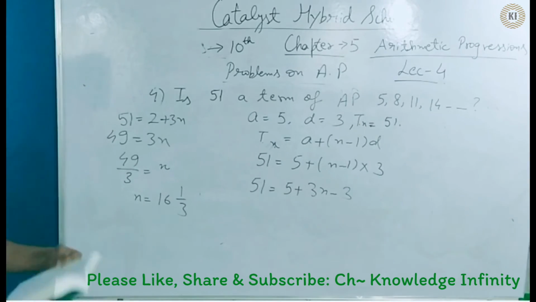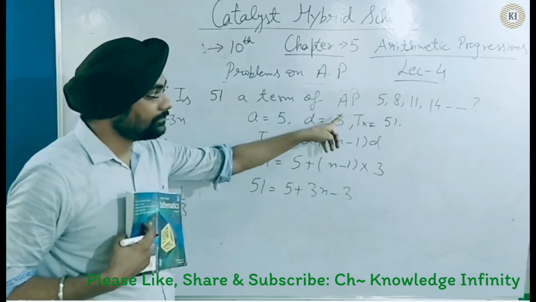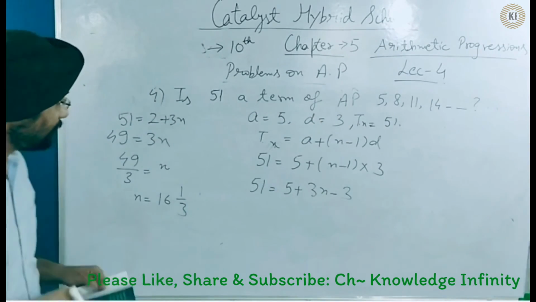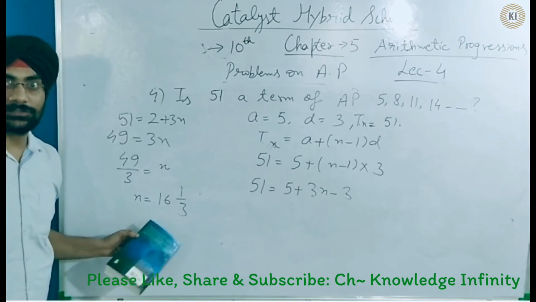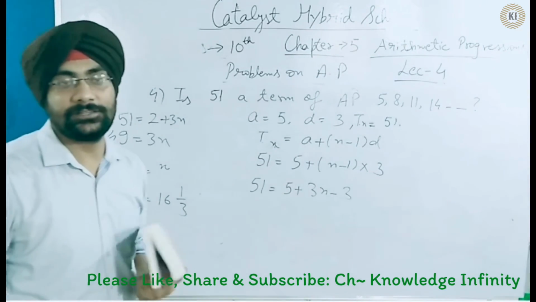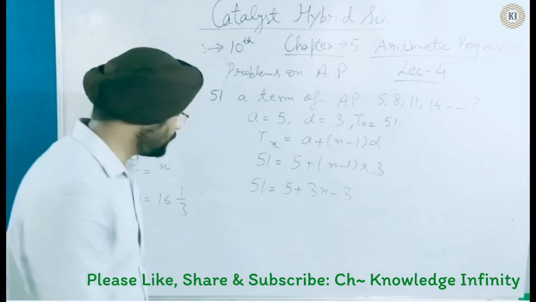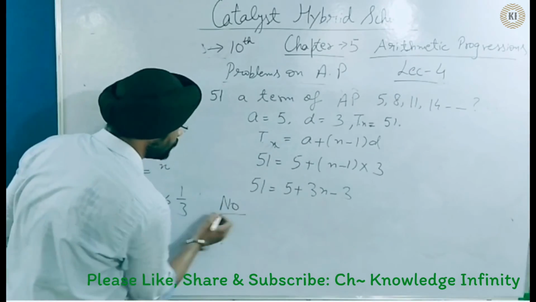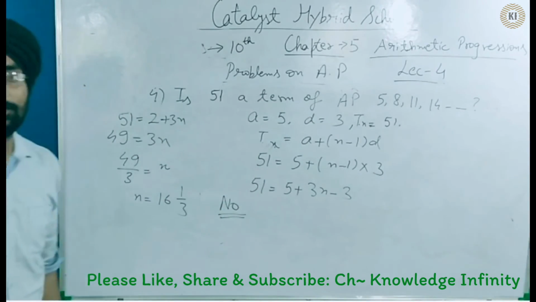Now see, question is asking whether 51 is a term of the AP. So you can see that value of n is coming in fractional part. So n can't be a fraction. n will always be a whole number. So we can say that no, 51 can't be a term of the AP.